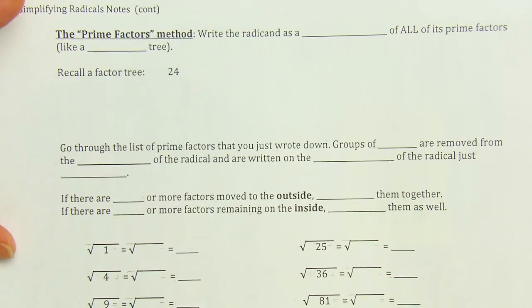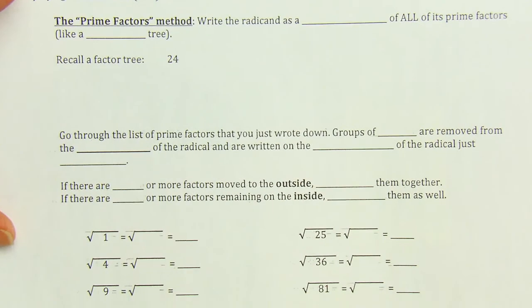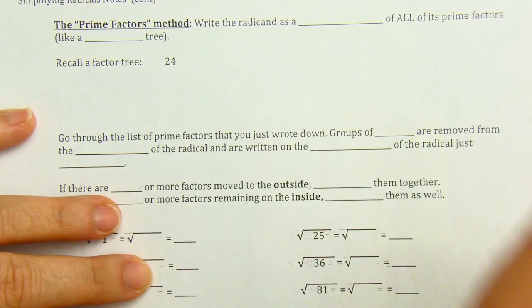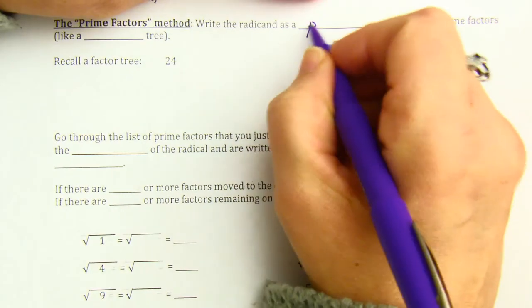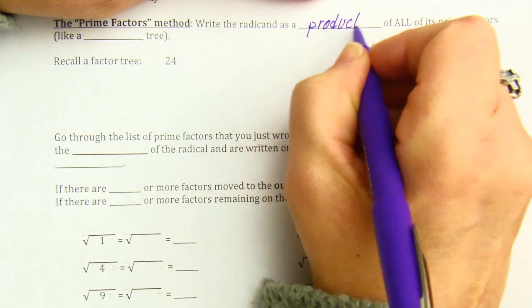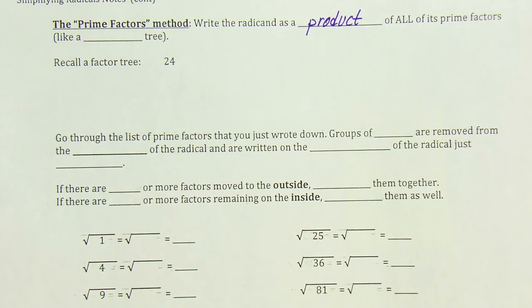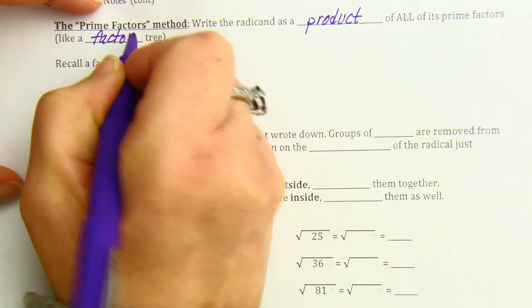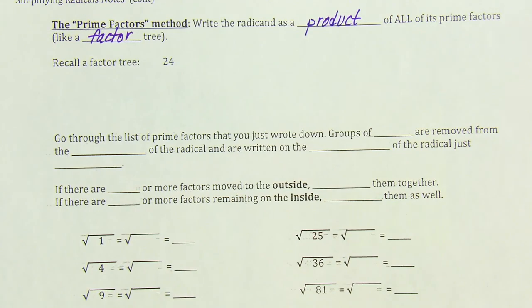Simplifying radicals notes continued. The prime factors method. You're going to write the radicand as a product, again, like we just did. But you're going to write it as a product of all of its prime factors, like a factor tree. Recall a factor tree for a number like 24.